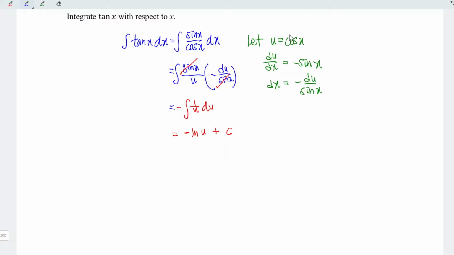And now let's substitute back what is u. u is equal to cos x. Remember, we have constant c. Or this can be written as negative ln cos x to the power of negative 1. When we have power negative 1, it means that it's the reciprocal of the function, which means that we should have ln 1 over cos x. Remember to have the constant c, and hence we're done.